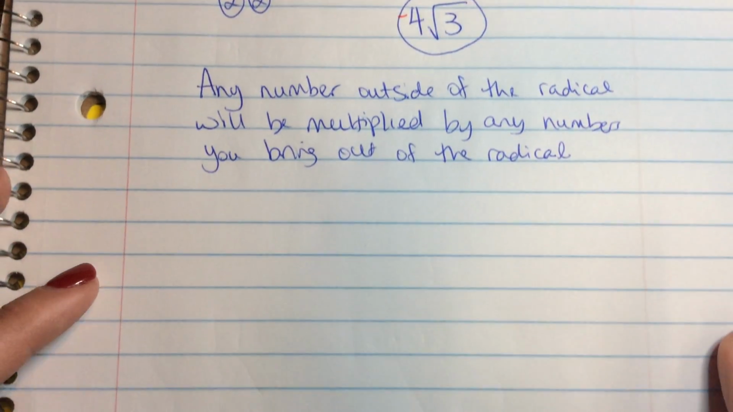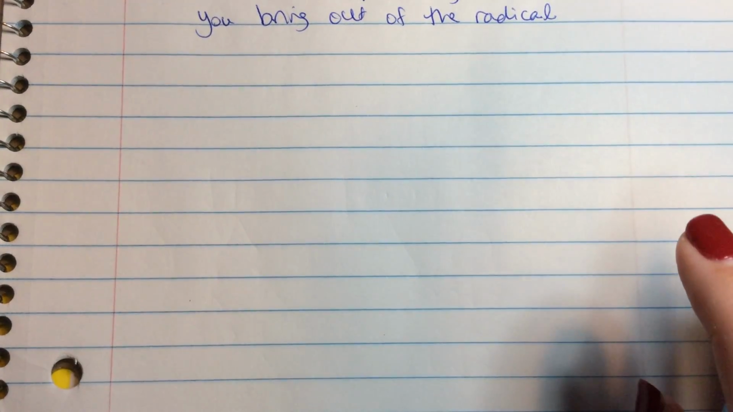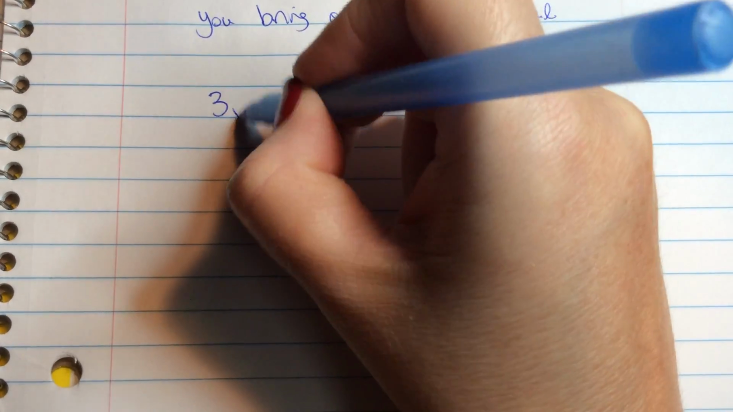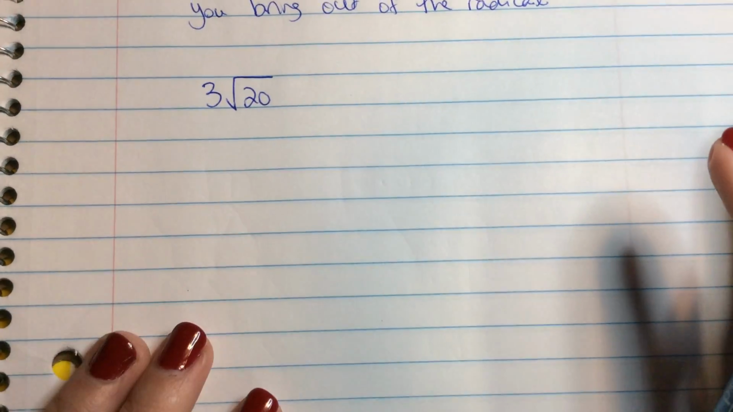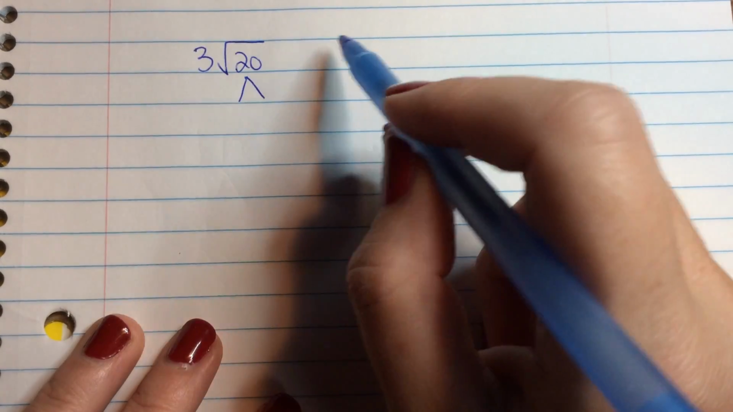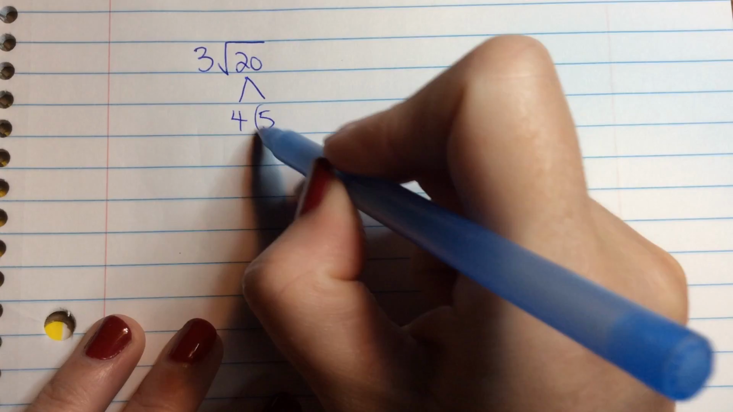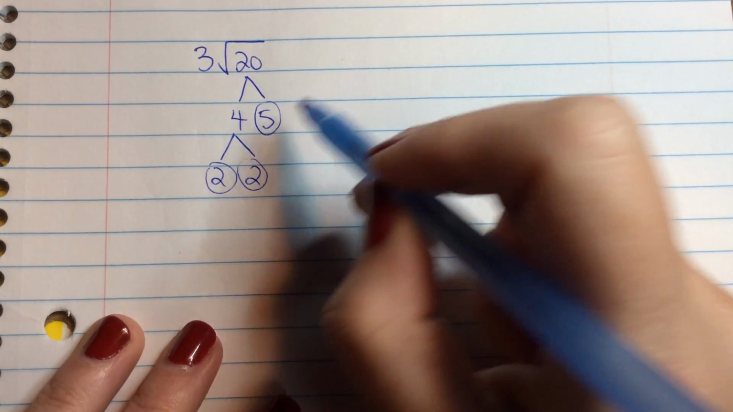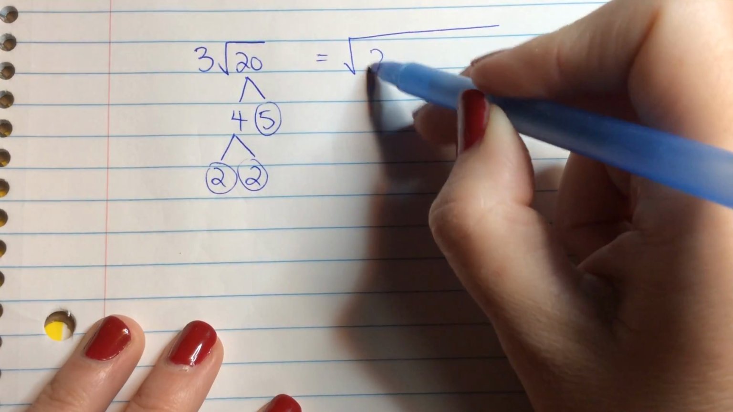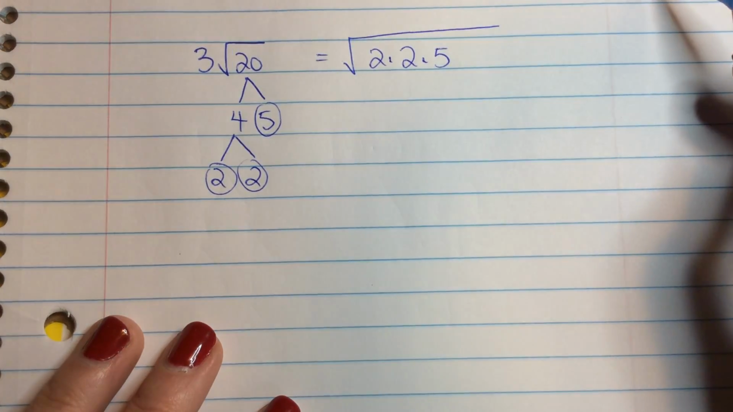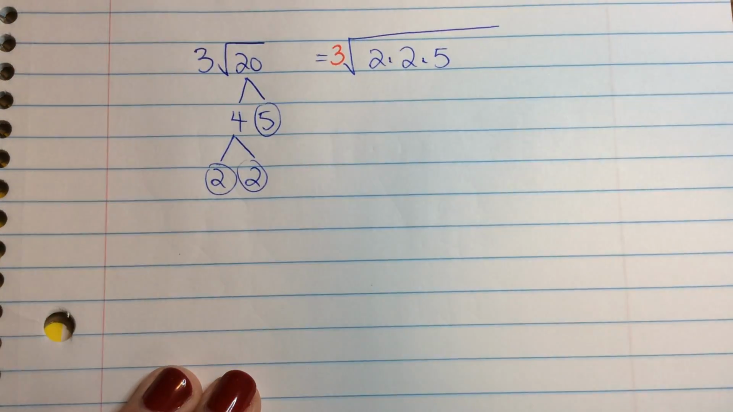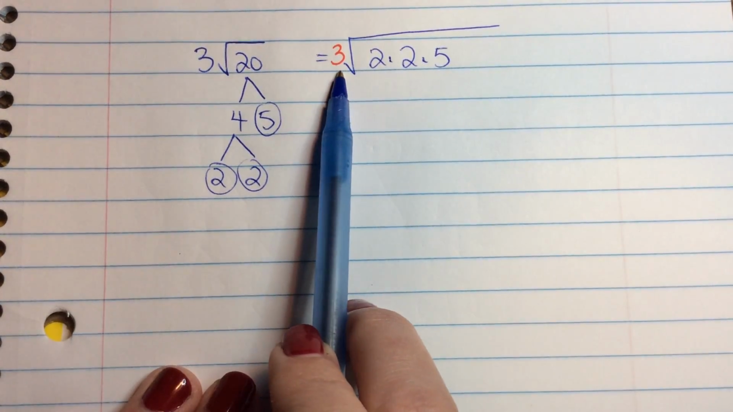All right, let's do another one. Let's say we had 3 square roots of 20. Well, 20 is going to break down, and we can choose 2 and 10, or 4 and 5. It doesn't matter. I'm going to pick 4 and 5. And 4 will break down into 2 and 2. All right, so we got 2 times 2 times 5. And then we still have this 3. Don't forget the 3 that was already there out front here.